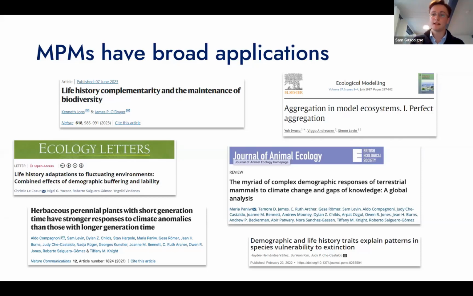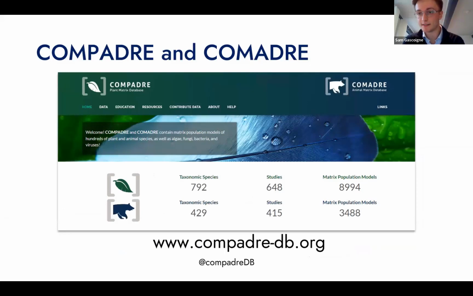Now, to support this effort, there have been databases around. Specifically, the databases I'm going to be talking about today are the Compadre and Comadre databases. These are 2 sister databases that we support, where Compadre is a database of MPMs associated with plant species, plant populations, and Comadre is for animals. And we have lots of species. So in the current issue, you can see on the website, we have 792 species in Compadre and 429 in Comadre.